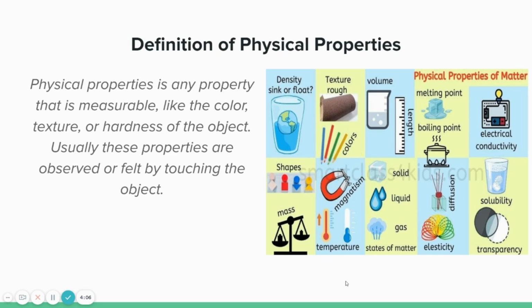First one, you can see the density, if it can sink or float, the texture, if it's rough, smooth, stuff like that, volume, length, something you can measure. You also got electrical conductivity, electricity, shapes, what kind of shape it is, mass, or the masses of it, magnetism, if it's magnetic, temperature, state of matter, if it's a solid, liquid, or gas, if it's elastic, its diffusion, if you can see through it, transparency, and its solubility.